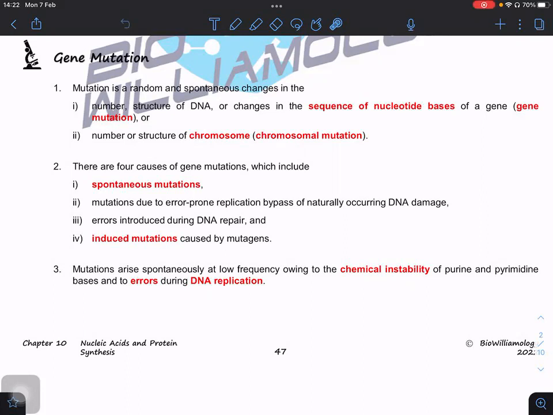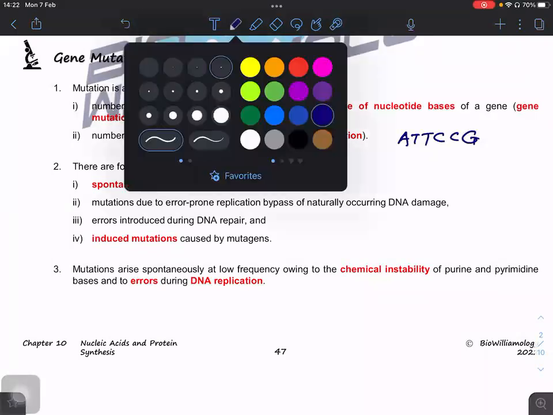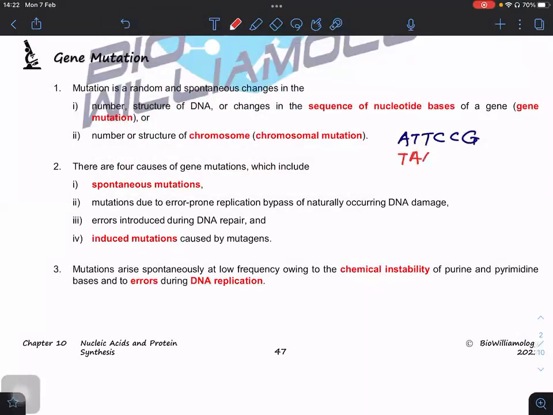When the parental strand acts as a template, the copy should be correct. For example, if the parental strand is A, T, T, C, C, G, DNA polymerase should add the correct ones: T, A, A, G, G, C, correct? Ideally it must be copied exactly. Are you clear? But our DNA polymerase sometimes makes mistakes. For example, instead of G, it may accidentally add a T here. So it means that mutation takes place.